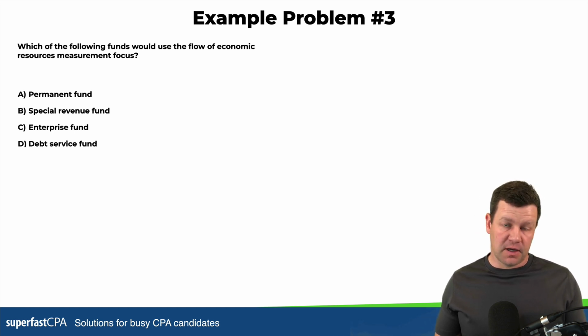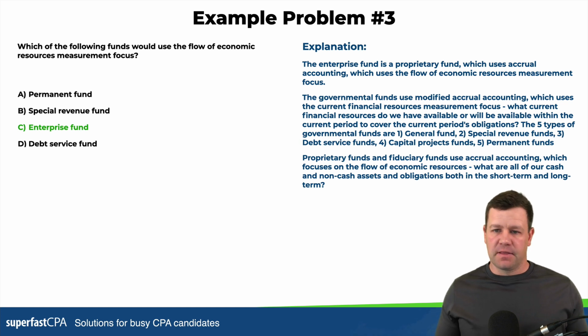So the permanent fund, we know that's a governmental fund. Special revenue is a governmental fund. Enterprise fund is a proprietary fund. So that's the answer. And then the debt service fund is a governmental type fund. So the enterprise fund is a proprietary fund which uses accrual accounting. That is the flow of economic resources measurement focus. The governmental funds use modified accrual accounting, which uses the current financial resources measurement focus.